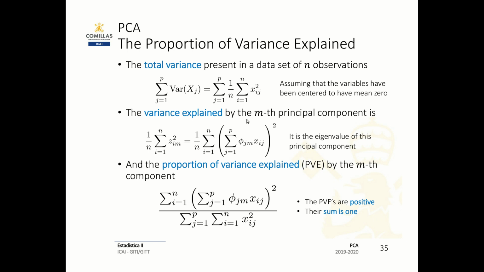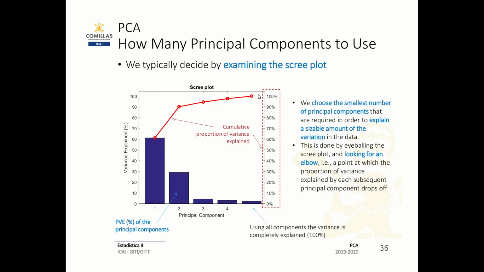So this is the total variance, this is the variance explained by the mth principal component, and the proportion that this one is explaining is the ratio between the two. Here we have an example of those ratios. Let's say that we have some data set for which the first principal component is explaining about 60% of the variability, the second one is about 30% of the variability, and then the rest have a much smaller share of the input variability.